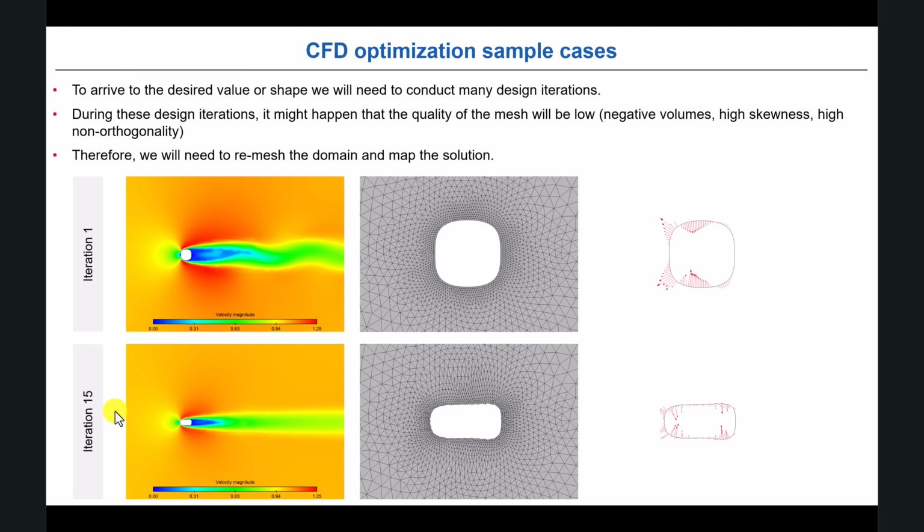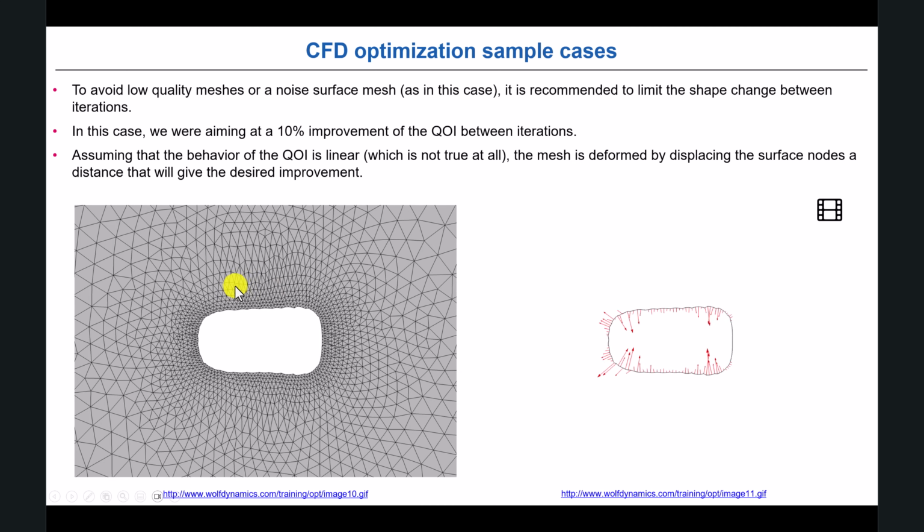It will find that small percentage that, let's say in aerospace, can make a big difference. A 1% drag reduction is a big difference in fuel consumption. In any case, this is what you get after 15 iterations, and this is how it looks.